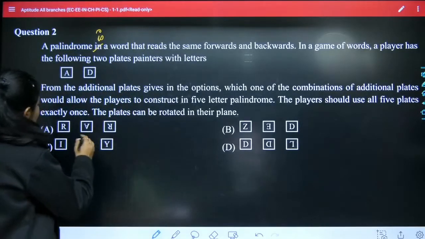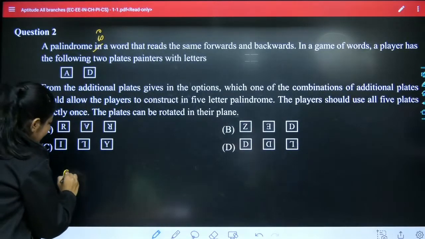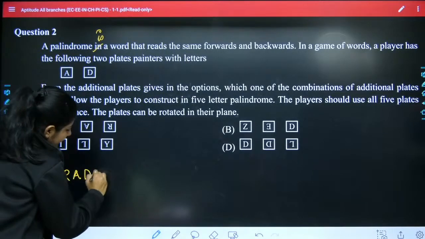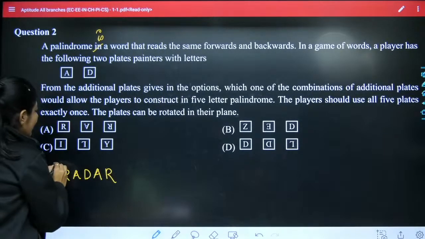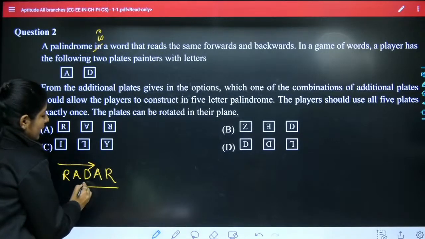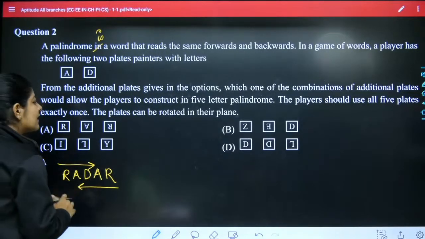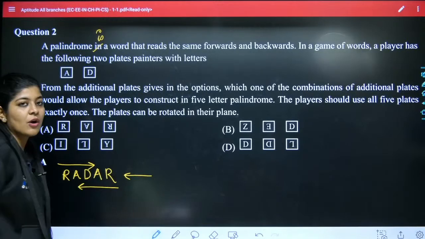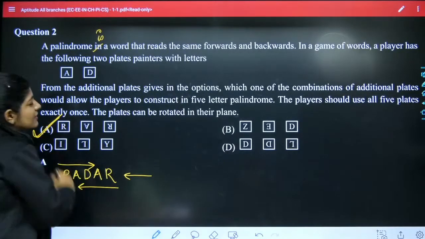We can rotate them. So if we use the first option, a word is created, that is radar. If we read it from the forward side and the backward side, this satisfies our condition. That means this word is a palindrome. So option A is correct. This is a very easy question.